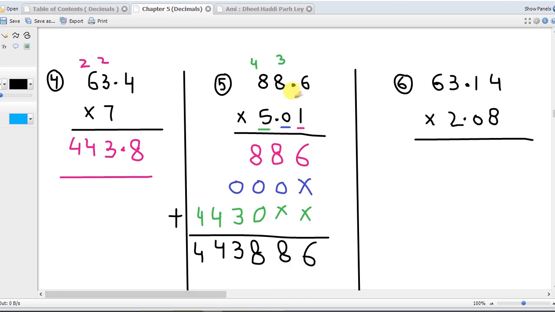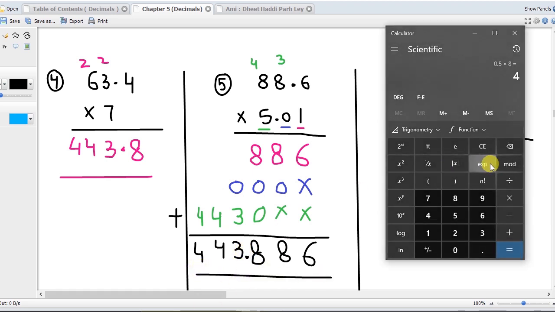So in the original question, how many digits are there after the decimal point, combining both the numbers? This is 1, 2 and 3. So collectively there are 3 digits. Now we have to put a decimal point so that we also have 3 digits after the decimal point. So our decimal point should be placed here. So this is our final answer.